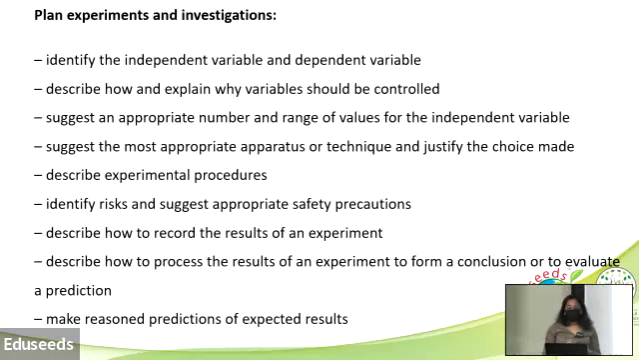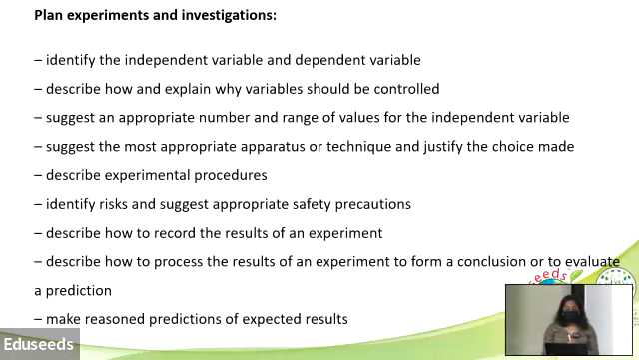Then describe how and explain why variables should be controlled. In the question, they might ask you what is the variable which is kept constant. So you have to know which one is constant, because if you don't keep it constant, it might affect your answers and your experiment. Suggest an appropriate number and range of values for the independent variable. Sometimes they ask you to give a list of suggested values, for angles for example. Give according to the question. Sometimes they give round values, so you just follow the round values.